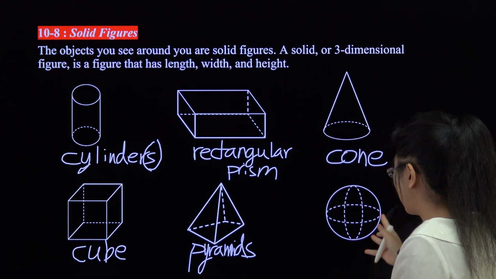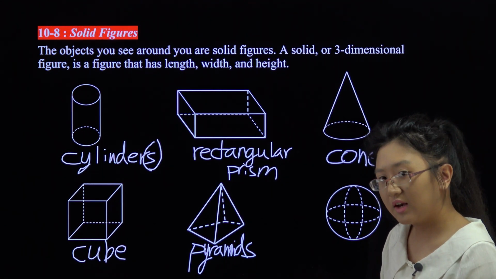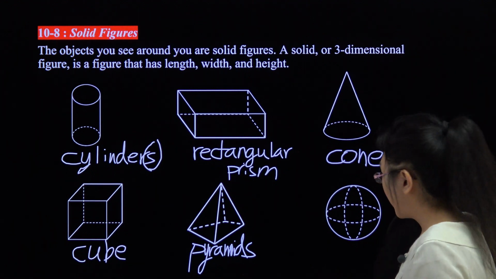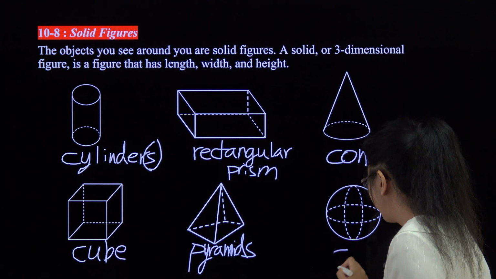Now, this is just the standard ball shape, like the tennis ball shape, basketball shape. Yeah, it's not called a ball though. It's called a sphere.